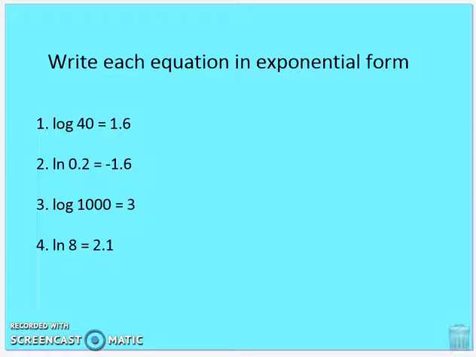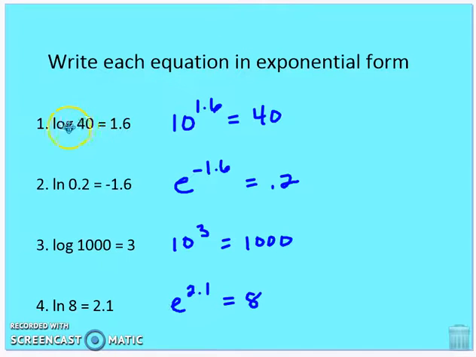I'm going to pause here. All right, so common log, the base is not stated, so we assume it's 10. 10 to the power of 1.6 is equal to 40. Natural log, base of e, so e to the negative 1.6 is equal to 0.2. You can read the rest of the answers and check your work.